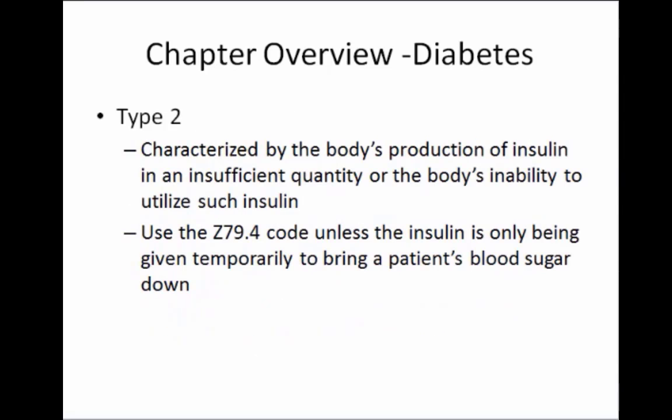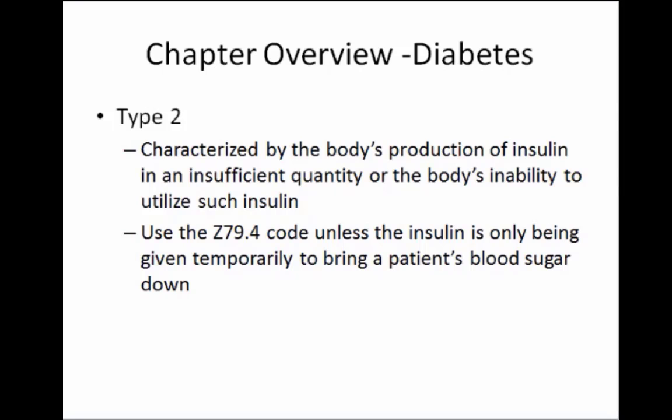Type 2, the body is producing insulin, but it's not enough, or what it's producing is not sufficient in quality to be able to manage the glucose in the body. So those patients need the insulin, and that's when you're going to use that Z79.4 code.